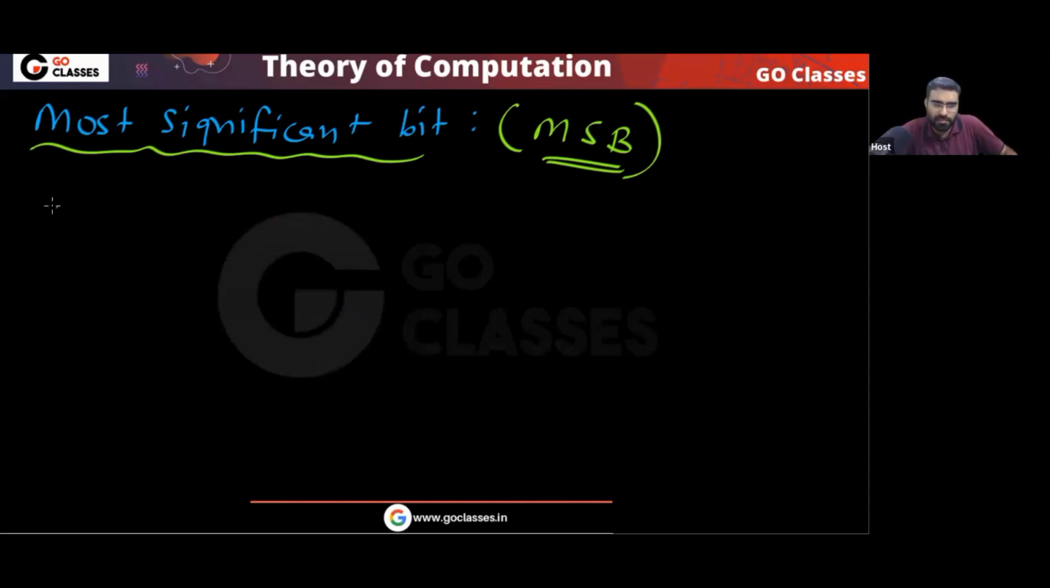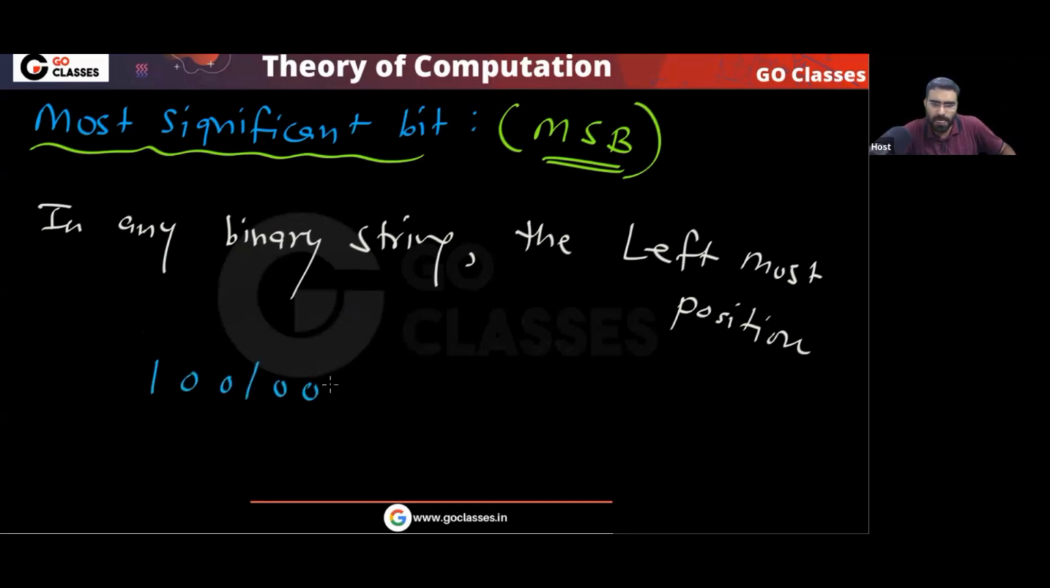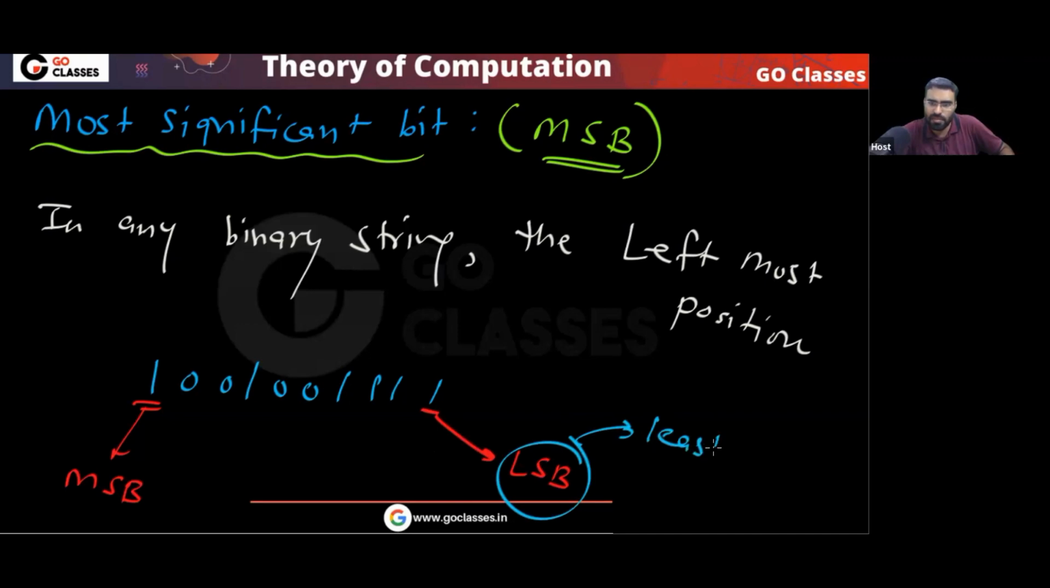Remember, in any binary string, the leftmost position is the most significant bit. So if I give you any binary string, this is your most significant bit, the most significant position, and this is the least significant position, the least significant bit. Okay, so now this point is clear.